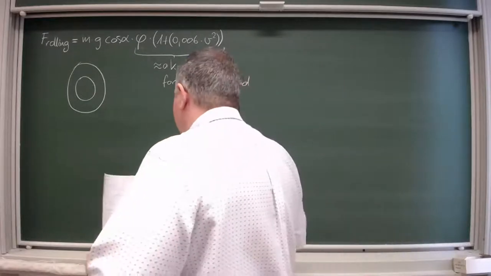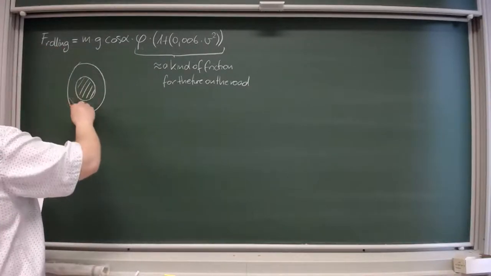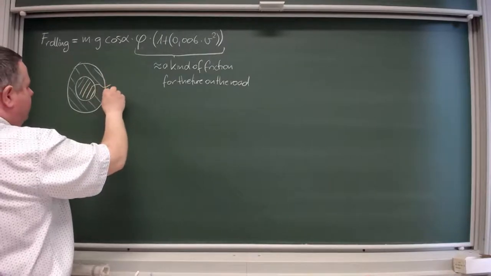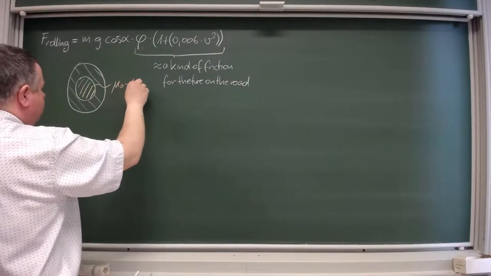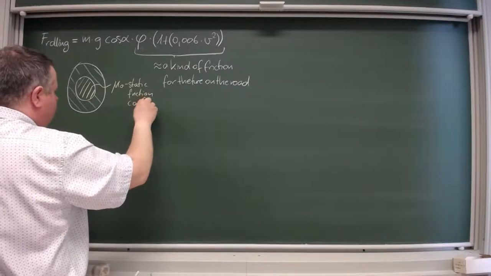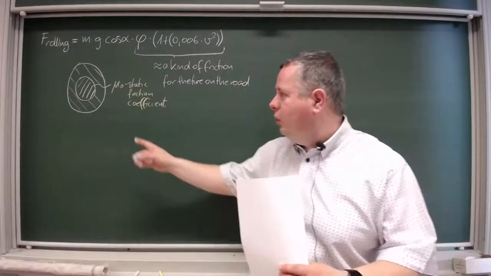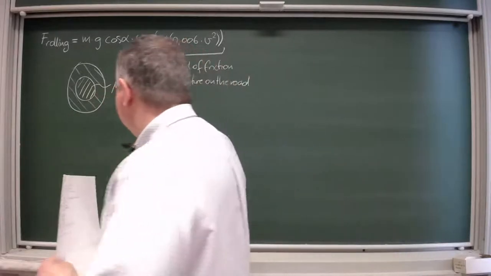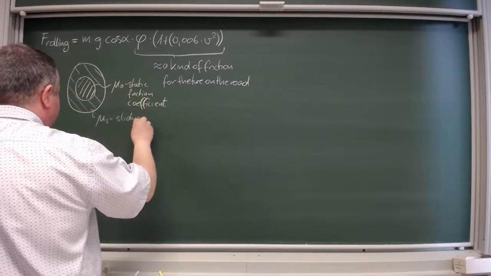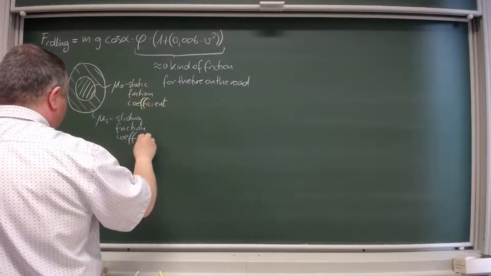And why? That's because you get an internal zone here, and you get an external zone here in the contact. For the internal zone, you get mu zero, static friction coefficient, for sure. And for the external zone, which is the white in the egg, in the boiled egg, here you get a mu s, which is sliding friction coefficient. Okay.